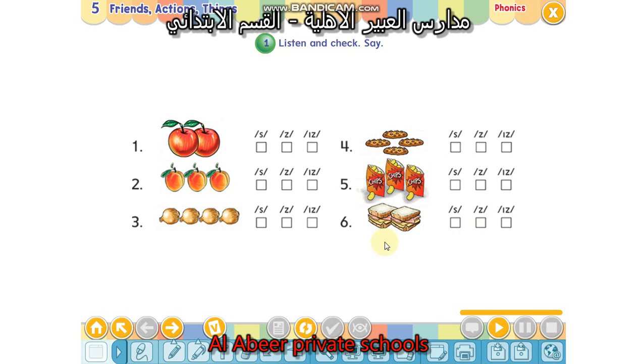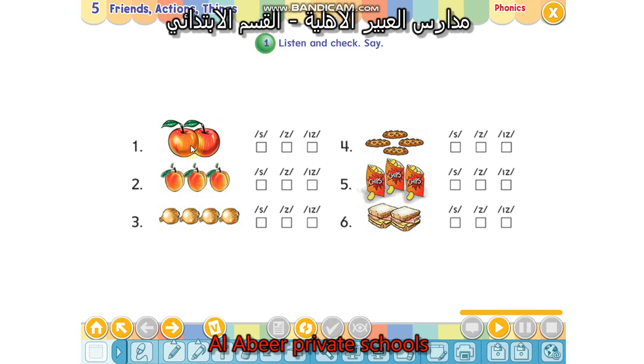Okay, here in this picture there are pictures from 1 to 6. Every picture ends with one of these sounds: s, z, or is. So there are 3 sounds. The first sound is s, the second sound is z, and the third sound is is. Such as apples, z.